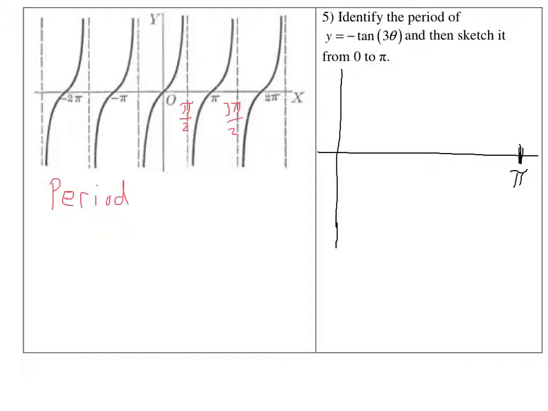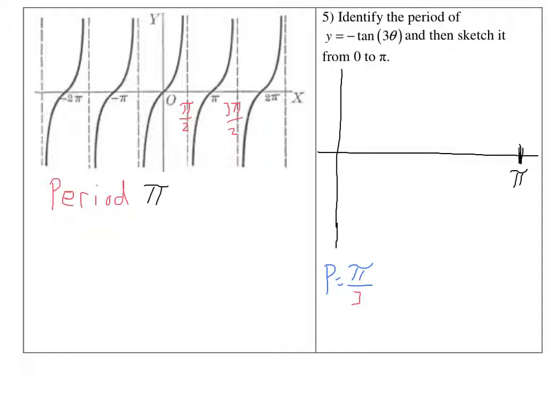So what is the period? The period is pi, not 2 pi, like sine and cosine. So my period is pi. All right. But this one is 3 theta. So if I want to find my period on this one, I have to do something. Before, didn't we take 2 pi and divide by b? Now we're going to take pi and divide by b. So our period is going to be pi divided by our b, which is 3. Can we reduce that? No, pi over 3.